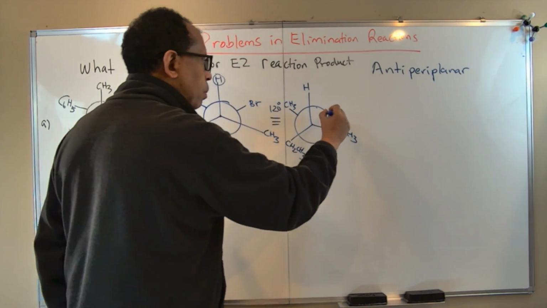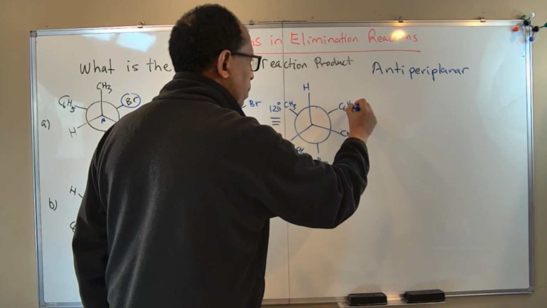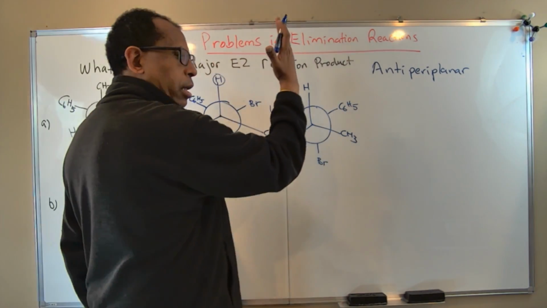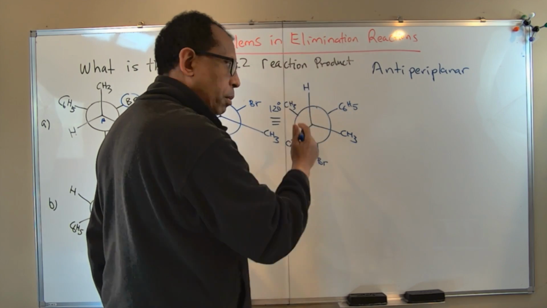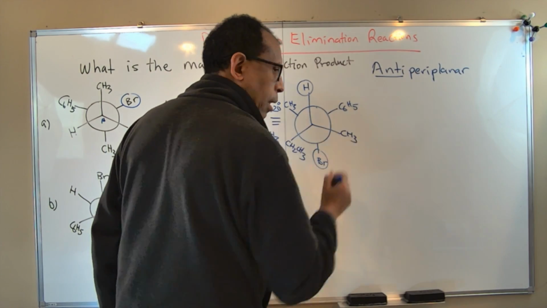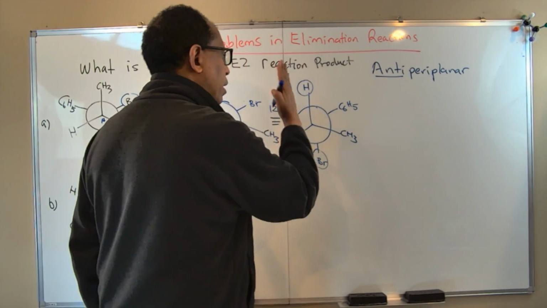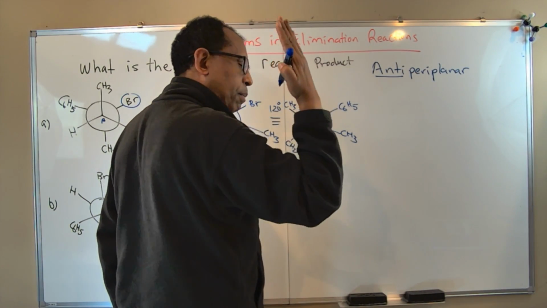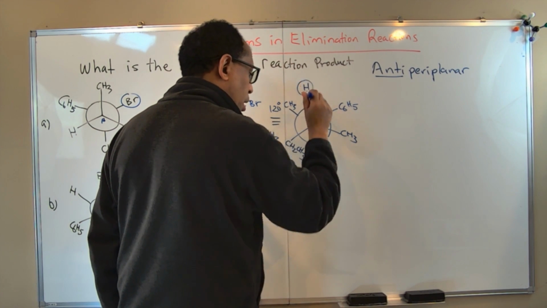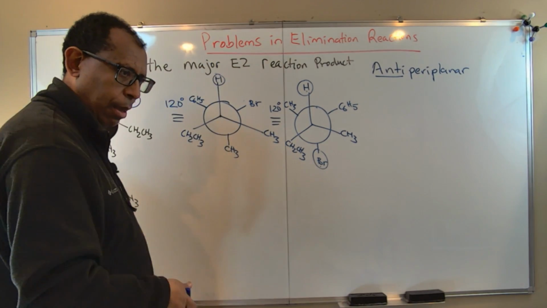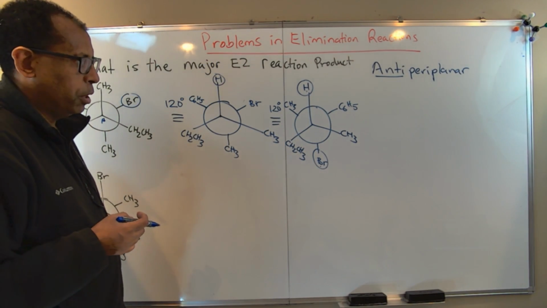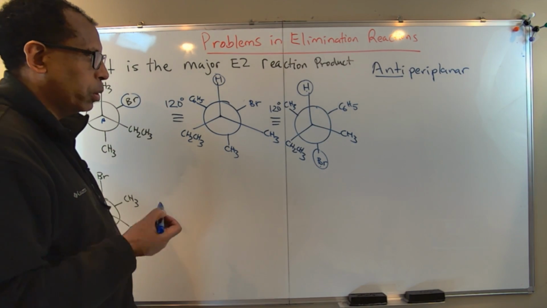C6H5, the phenyl group, would be here. Now we have everything set up. That means the hydrogen and bromine are at 180 degrees. That means anti, but they are also in the same plane. Like if you have a plane of board, or if you slice it like this, H and Br would fall on the same plane. Now you could do the dehydrohalogenation, meaning the elimination E2 reaction.